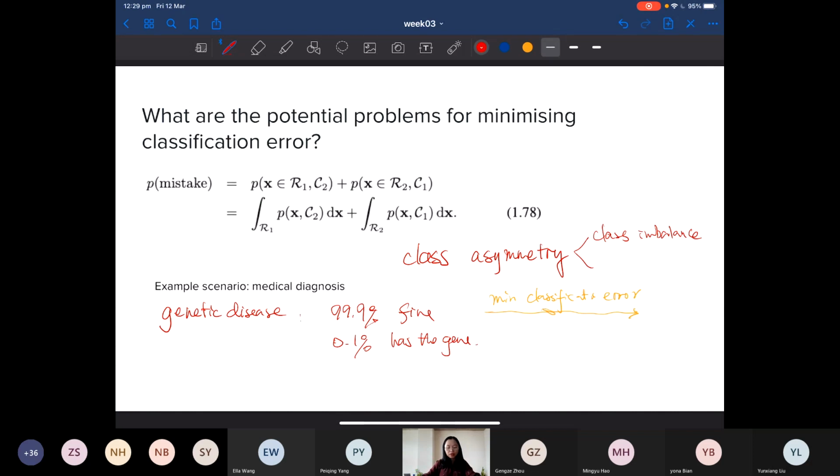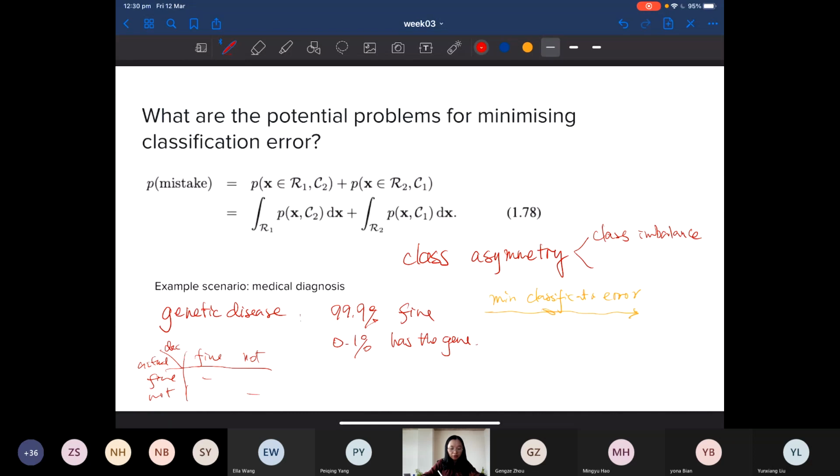And the second consideration here is related to what Ella posted on the chat. There can be different costs for making different kinds of errors. So, for example, if the decision and the actual state of the patient agree, let's say we don't care about this at the moment.